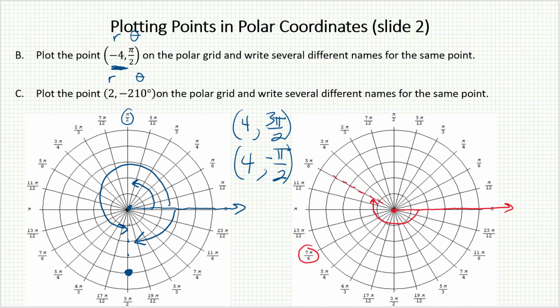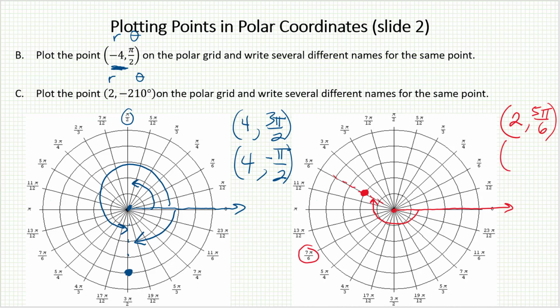In any case, let's plot our point now. We are aimed in the right direction. Our r value is positive, so I need to step out 2 spaces in that direction, and here would be the point right there. What would be some other names for this particular point? Well, as we just said, I could have rotated in a positive direction 5 pi over 6 and then walked 2 steps forward, so that certainly would have worked.